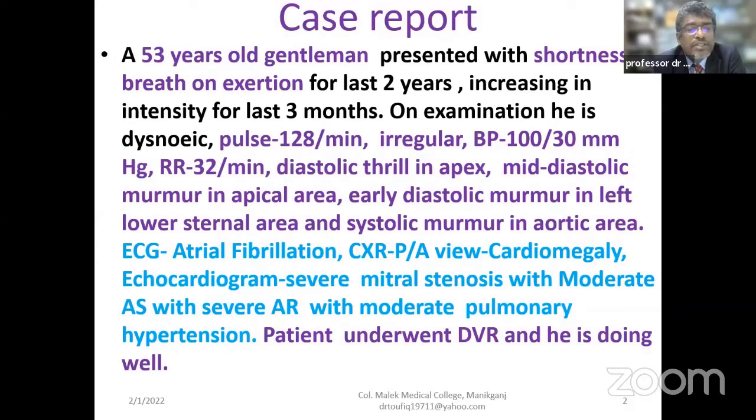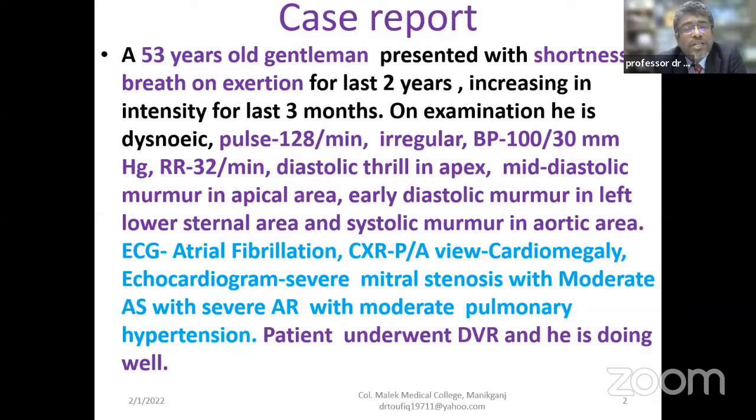And on echocardiogram, which is the gold standard test, it reveals the patient has severe mitral stenosis with moderate aortic stenosis, with severe aortic regurgitation and moderate pulmonary hypertension. As this patient has double valve disease, the patient underwent DVR, that is double valve replacement, and he's doing well.